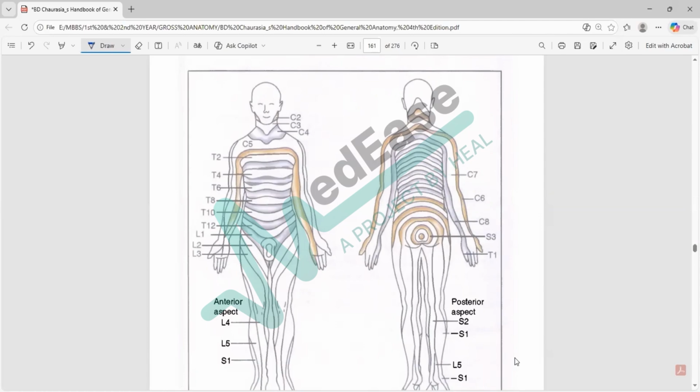Here you guys can see, if I talk about the umbilical region, it will be supplied by T10. If we talk about the neck region, it is supplied by C3 and C2 mainly. So what is a dermatome? A dermatome is a patch or area of the skin which supplies an individual area of the skin mainly.